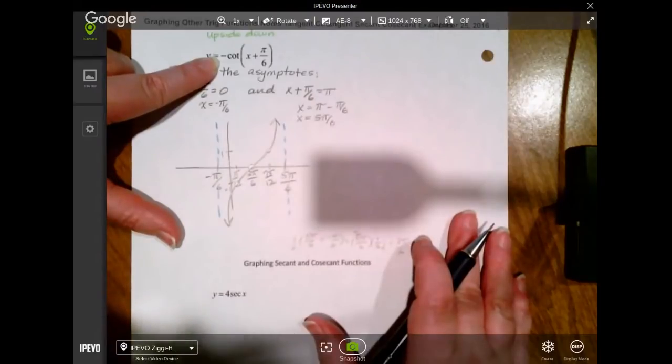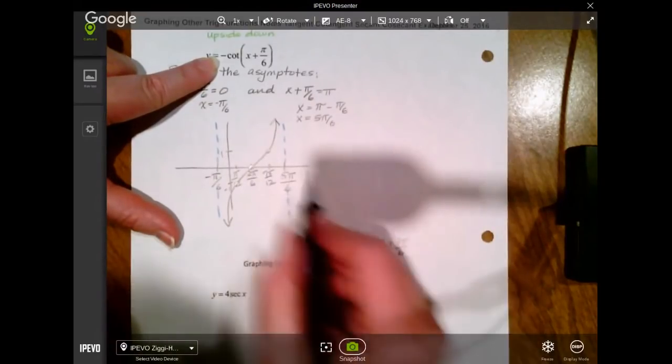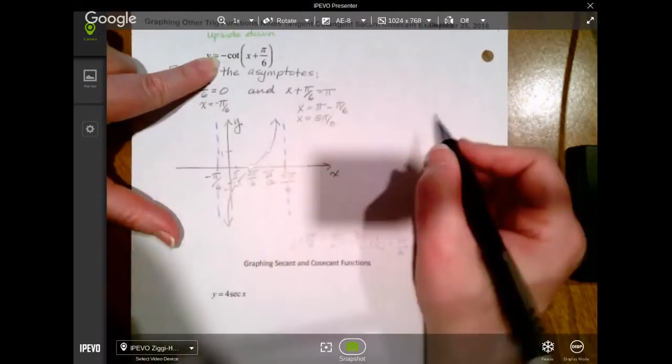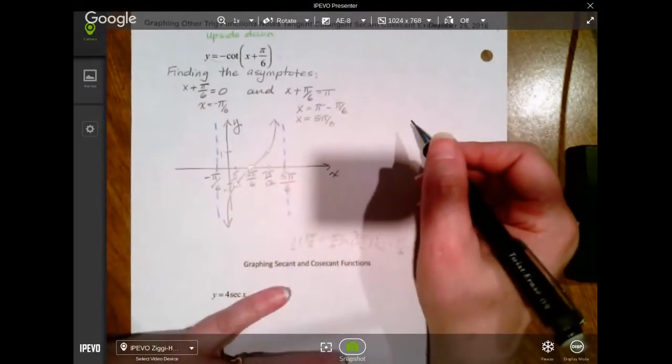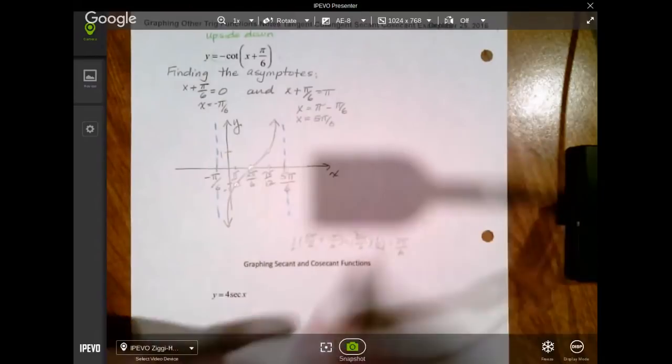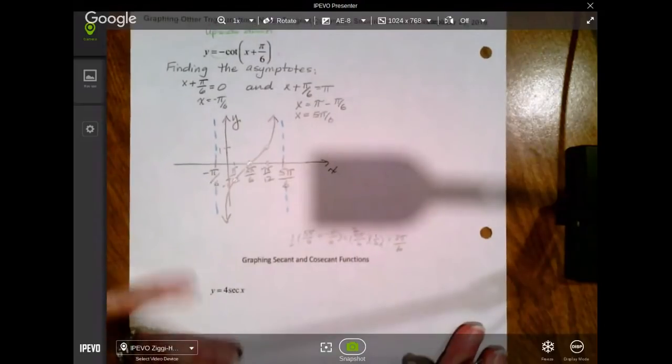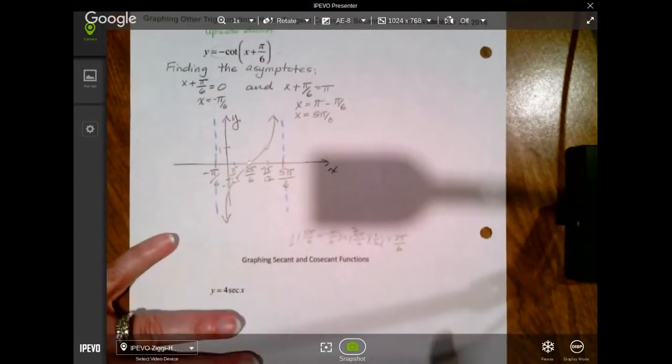It does, because it is reflected over the x-axis, and tangent and cotangent are shifts of each other, just like the sine and the cosine are shifts of each other. And we'll get into that discussion a little bit later. This is just for basic graphing at the moment.